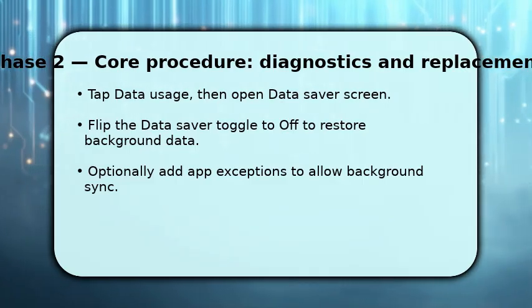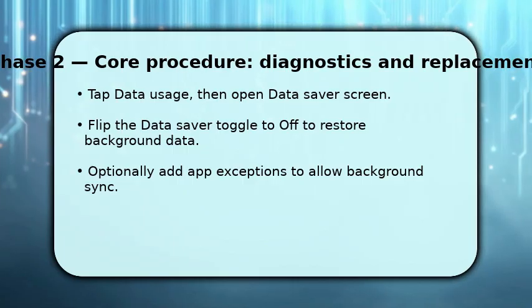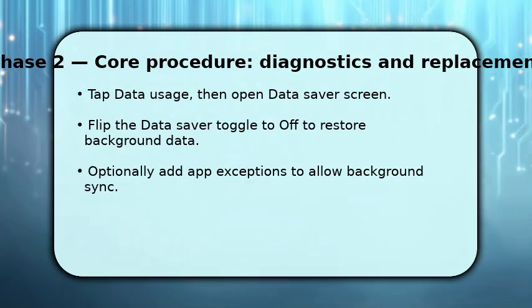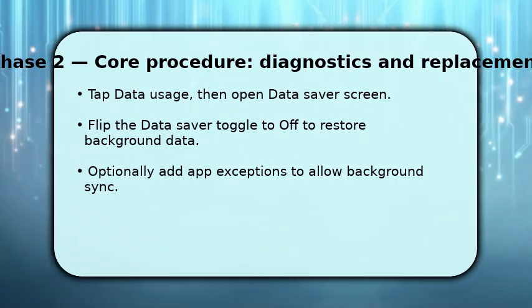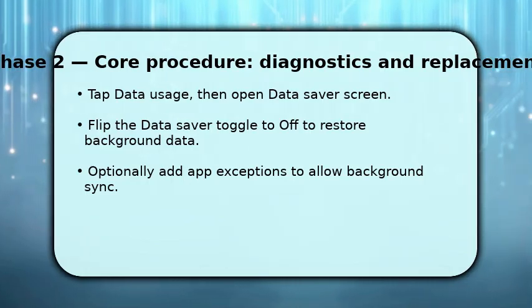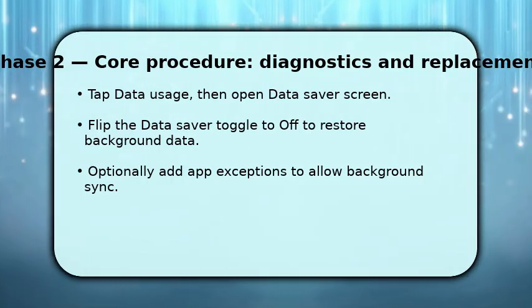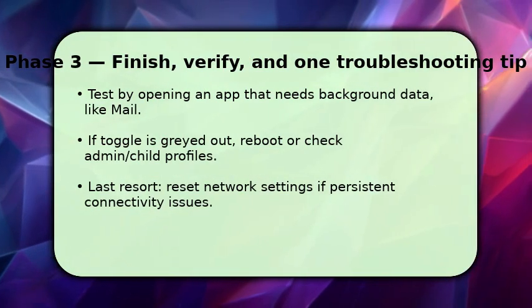If you use limited data plans, make sure to check app exceptions. Tap Allowed Apps and permit only the apps you trust. Once toggled off, background updates resume, so you'll notice notifications and syncing return almost immediately. After turning Data Saver off, open an app that relies on background data, mail, or messaging to confirm syncing works.